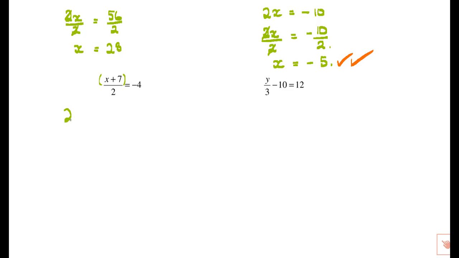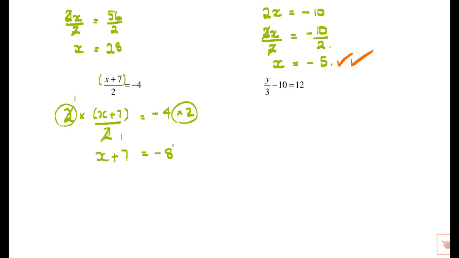So we'll take 2 and multiply it by x plus 7 all over 2, and then it'll be negative 4 multiplied by 2. So we've done exactly the same thing to both sides. We've multiplied both sides by 2, and on the left hand side they'll cancel out. So we're left with x plus 7, and of course now we can remove the bracket. X plus 7 is equal to negative 8.